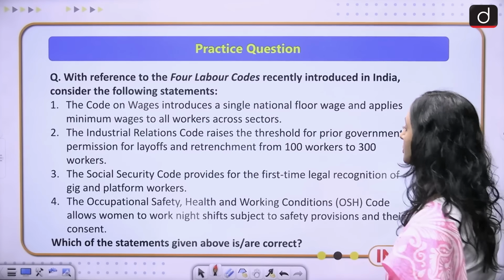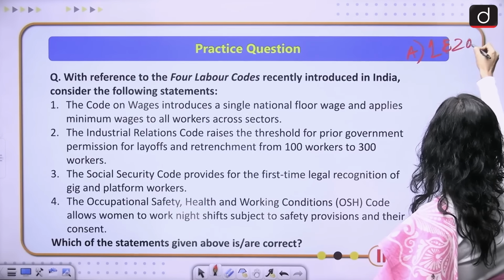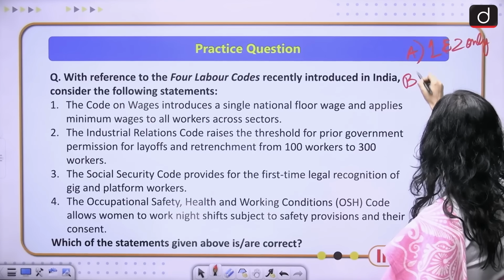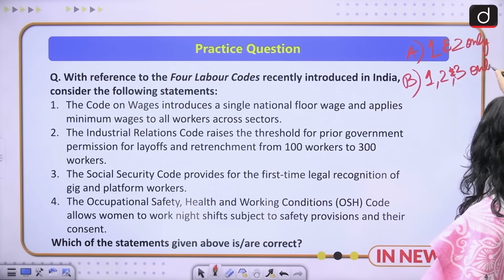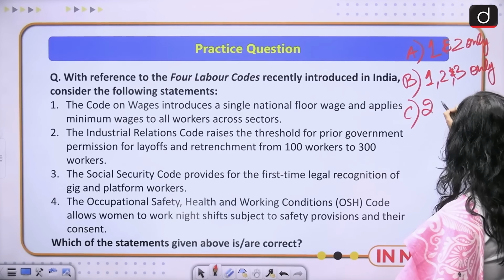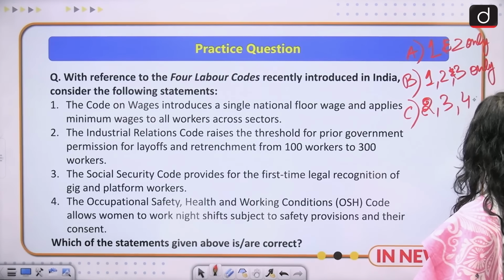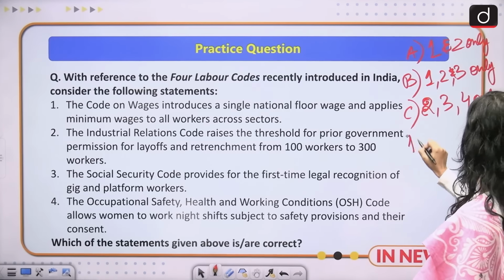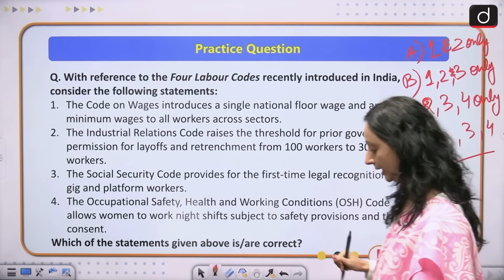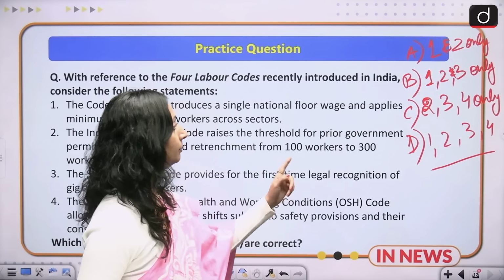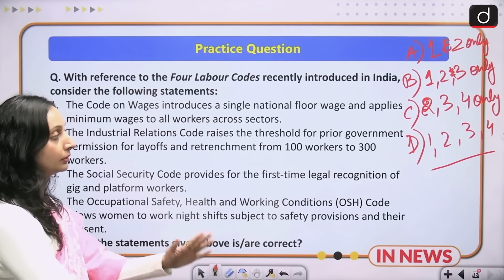So please note down the options over here. A. 1 and 2 only. B. 1, 2 and 3 only. C. 2, 3 and 4 only. And D. 1, 2, 3 and 4. A. 1 and 2 only, B. 1, 2 and 3 only, C. 2, 3 and 4 only, or D. 1, 2, 3 and 4.